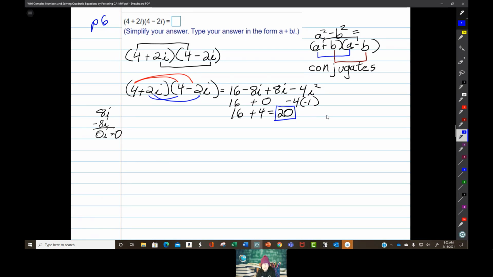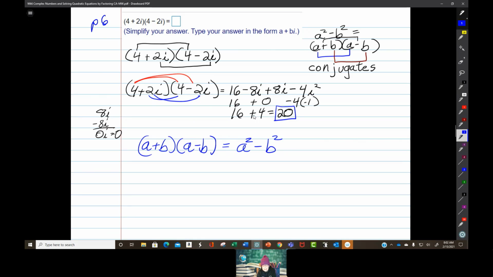And all you're left with is a nice number. So if you're prepared for this, and if you know for sure you're dealing with conjugates, what you get as your answer is the first term squared minus the second term squared.